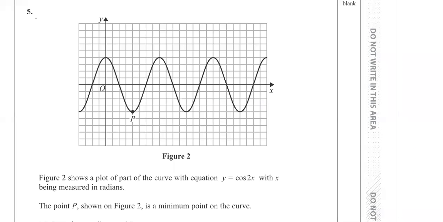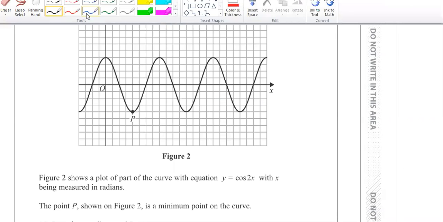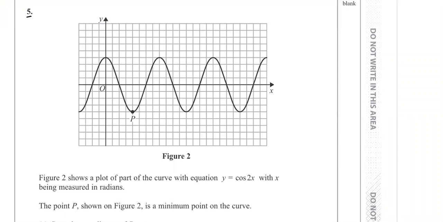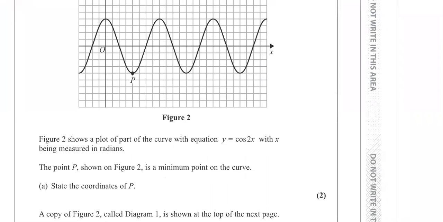Welcome back. Now we are going to solve question number 5. The question is: Figure 2 shows a plot of part of the curve with the equation y equals cos 2x, with x being measured in radians. The point P shown on Figure 2 is the minimum point of the curve. We can see here point P is shown and it's the minimum point of the curve. State the coordinates of the point P.